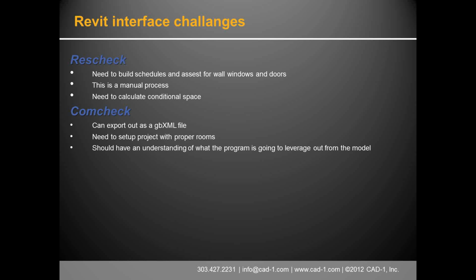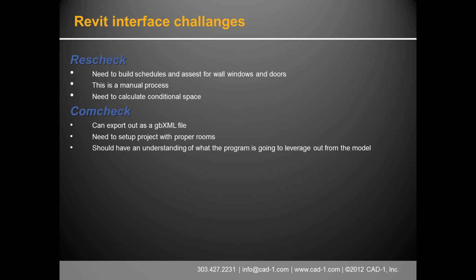Okay, so we need to build in the schedule. The difference between REScheck and COMcheck is we can actually leverage the model directly from a commercial model into COMcheck. In REScheck, we need to build different schedules and assets for the walls and windows and doors in there, and this tends to be a more manual process. But with Revit's ability to build the schedules for us, we'll have to put additional parameters into those schedules so that we can get things like area, because area doesn't directly come out of, let's say, windows and doors if you're using those glazing values in there.